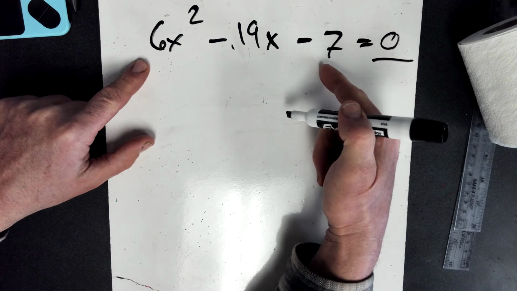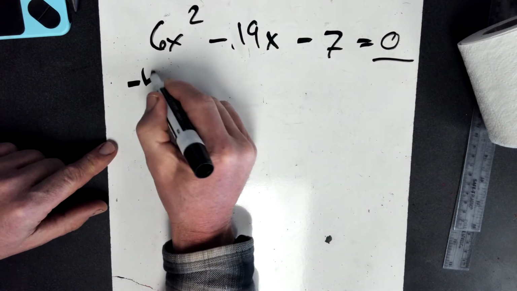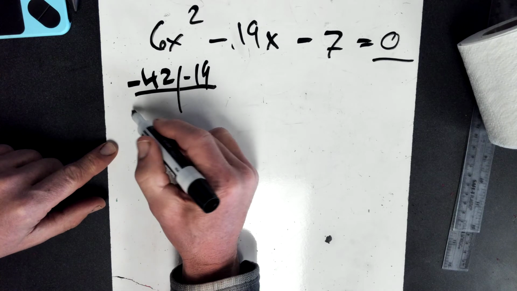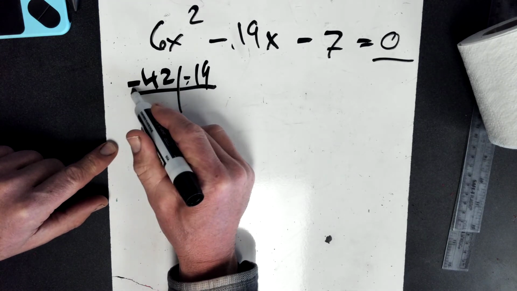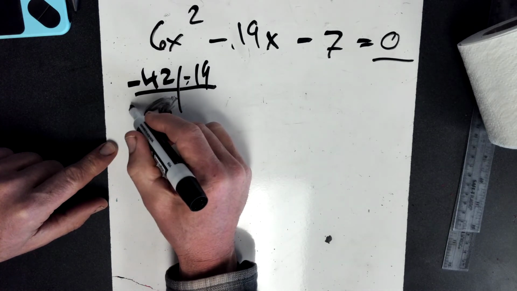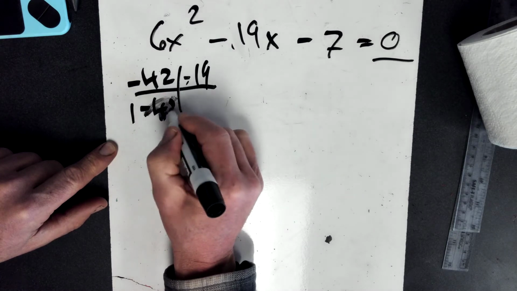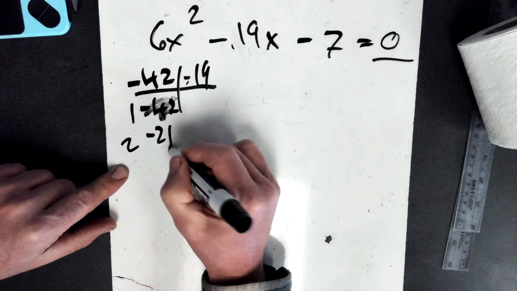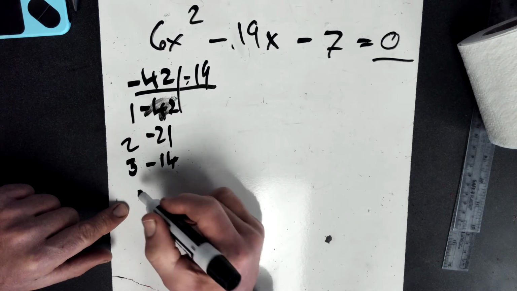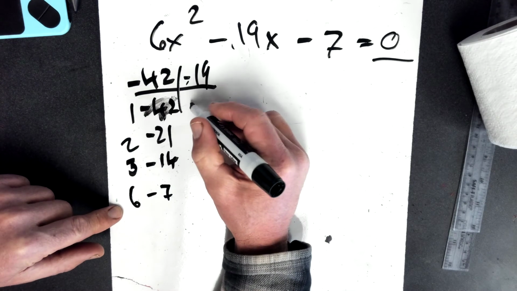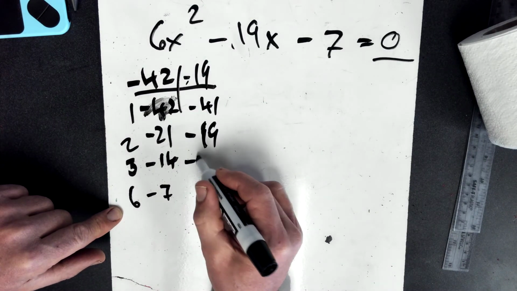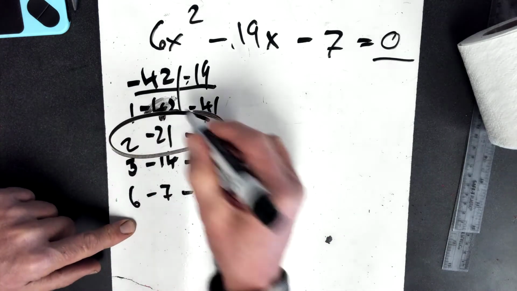So first I'm going to multiply 6 times 7, and I'm going to get negative 42 that adds to negative 19. And I know my factors are different signs. My bigger one's negative, so I'm going to go negative, let's see, 1 and negative 42, 2 and negative 21, 3 and negative 14, 4, no, 5, no, 6 and negative 7. This is negative 41, this is negative 19, this is negative 11, and this is negative 1. So here's my factor pairs.